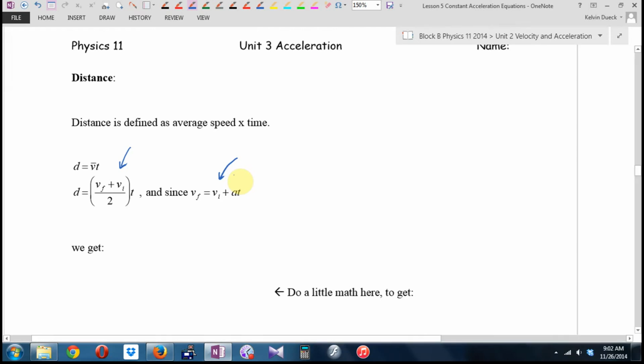What's VF equal to? Oscar, can you read it to me? VI plus AT. One more time. What's VF equal to? VI plus AT. Wherever I see a VF, what can I replace it with? VI plus AT. When I see a VF, what's that the same as? And I'm making a point. Is there a VF right there? Yeah. What can I replace it with? VI plus AT.